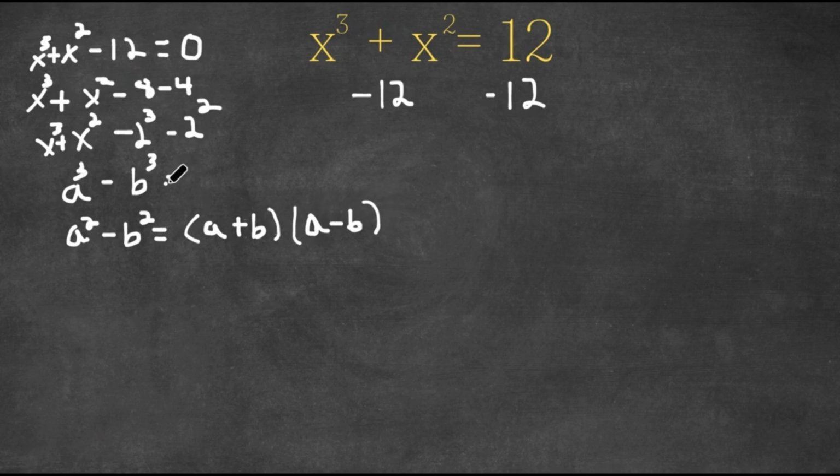A cubed minus b cubed is actually equal to a minus b times a squared plus ab plus b squared.